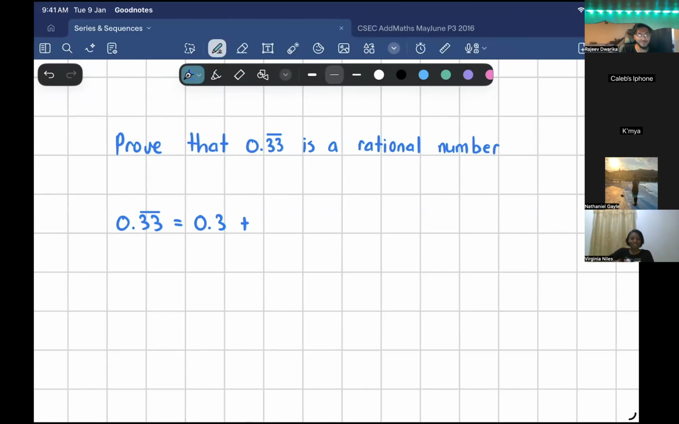I feel like you know it already, Virginia. Caleb, what do I say next? 0.3 plus what? 0.03. Nathaniel, what do you say next? Plus 0.003. Kamaya, what do you say next? 0.0003. And this would just go on now till the end of time, right?